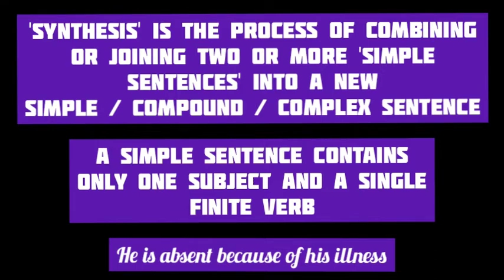Let me remind you that a simple sentence is one that contains one subject and a single or only one finite verb. For example, he is absent because of his illness. This sentence has only one finite verb, is, so it's a simple sentence. We understand that a simple sentence consists of only one independent clause. Independent means it makes a complete sense by itself.